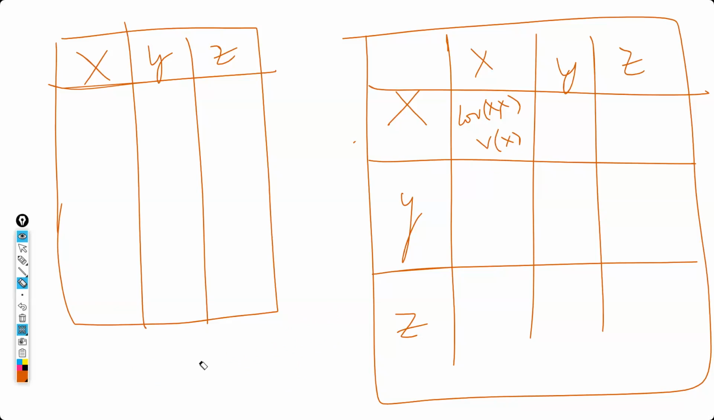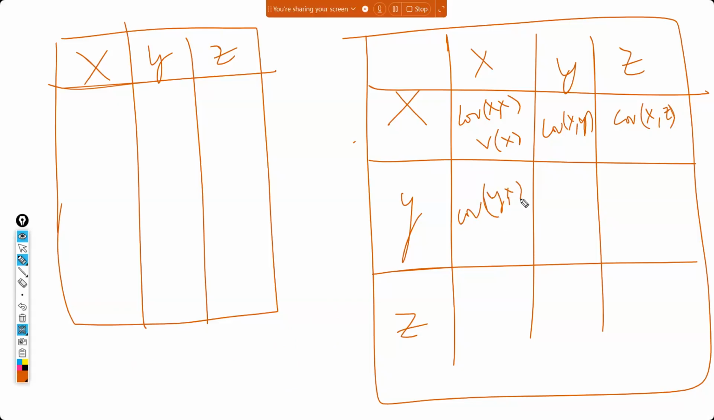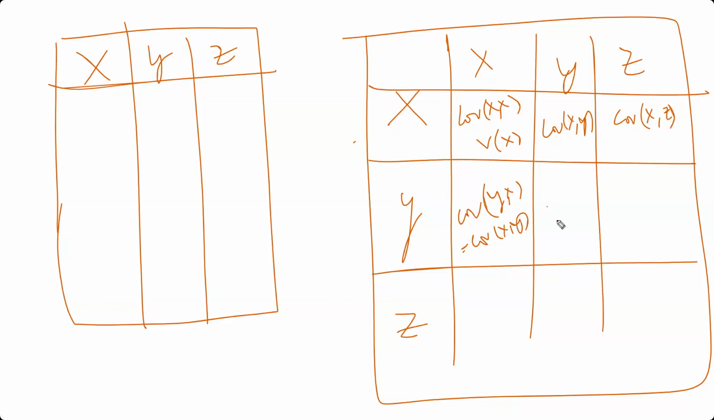Right. Now, coming to the next one: covariance of X comma Y, followed by covariance of X comma Z. This is covariance of X comma Y. This is covariance of X comma Z. This is covariance of Y comma X. Y comma X is nothing but X comma Y, both are the same. And what is this one? Variance of Y, because covariance of Y comma Y means variance of Y.